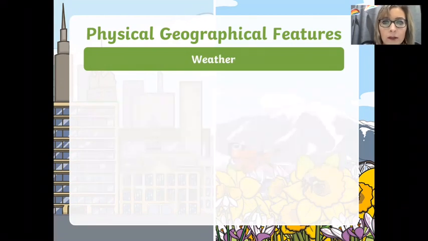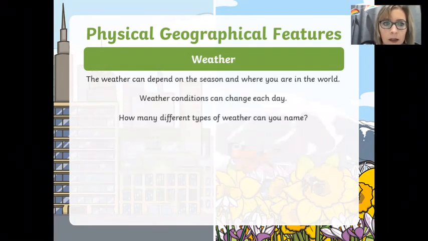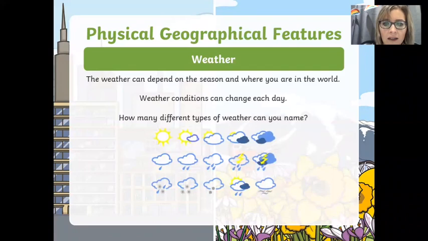And another physical geographical feature is weather. The weather can depend on the season and where you are in the world. Weather conditions can change each day. How many different types of weather can you name? Again, pause the video here and have some thinking time. How many did you get? We've got sun, cloud, rain. We've got storms like thunder and lightning, snow, sleet, wind, just to name some of them.